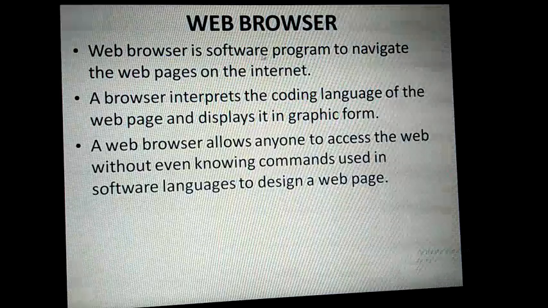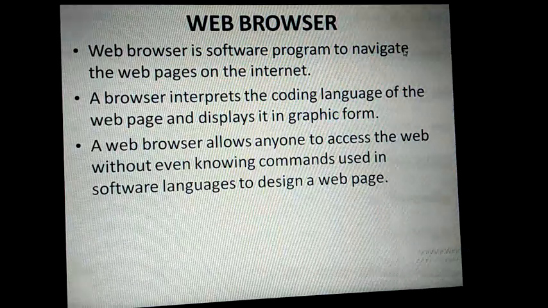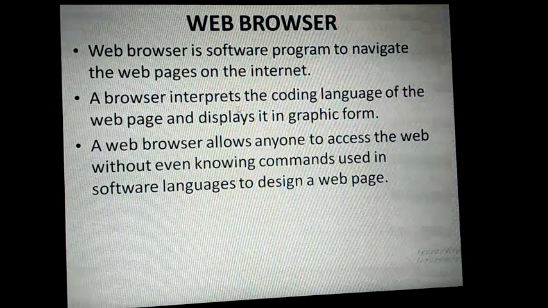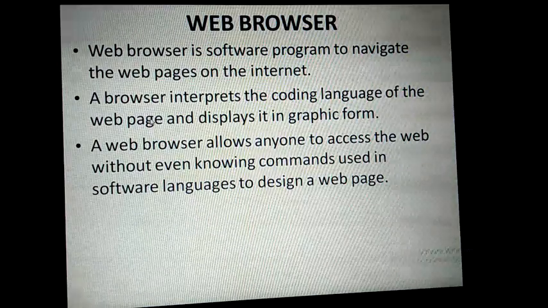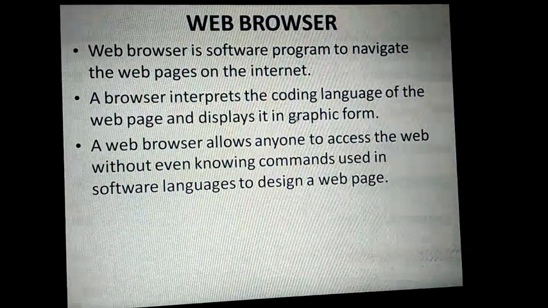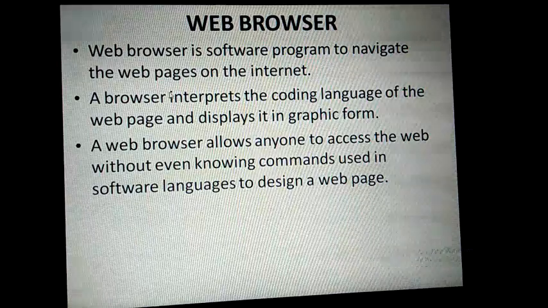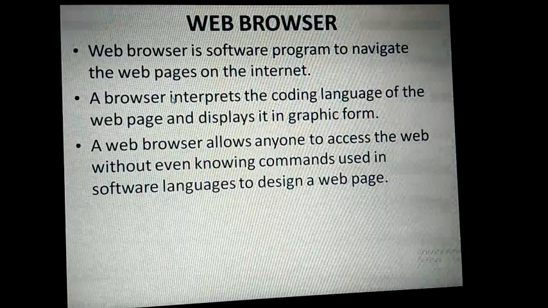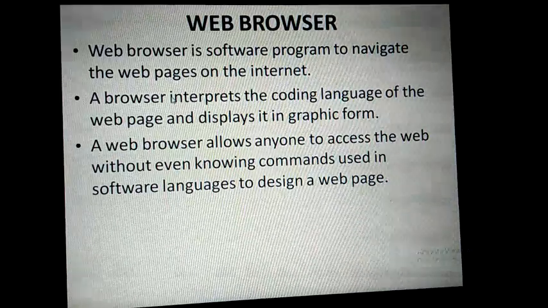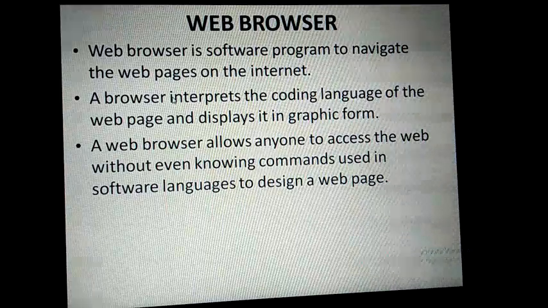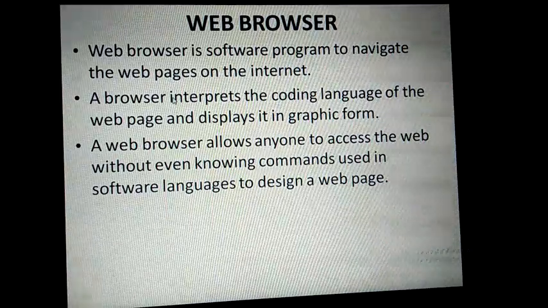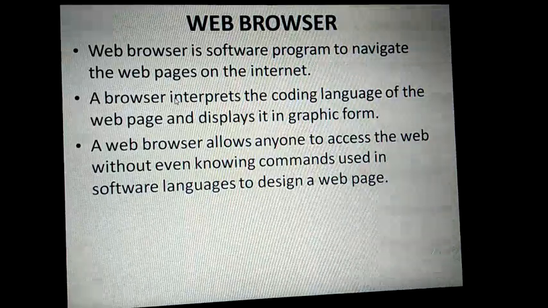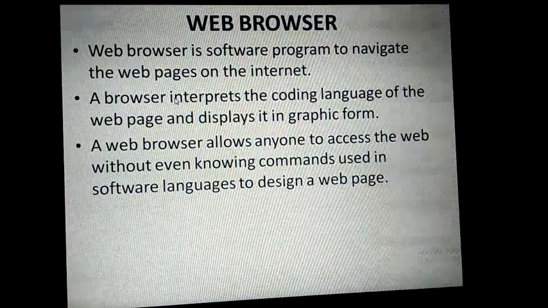Web browser. A web browser is a software program to navigate through the web pages on the internet. A browser interprets the coding language, translating the coding language of the web page and displaying it in a graphical form. The browser acts like a translator in the client machine to translate the contents retrieved from any website. Normally all the contents are written in different languages like HTML, extensible markup language, JSP, and ASP.